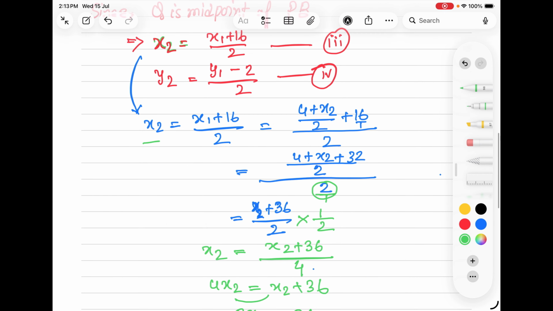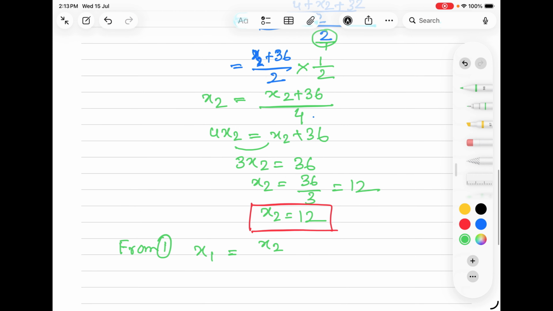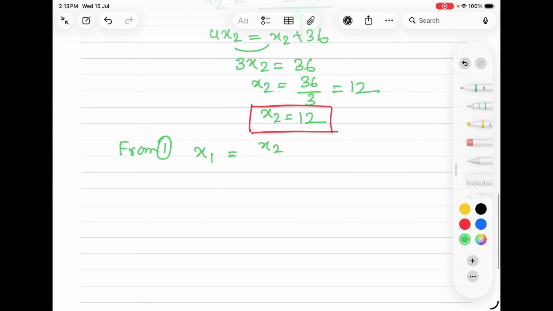x1 equals 4 plus x2 by 2. So substitute the value of x2, which we have just found. So 4 plus 12 by 2 equals 12 plus 4, 16, 16 by 2, 8. So the value of x1 is 8. Okay. Value of x2 is 12, value of x1 is 8.